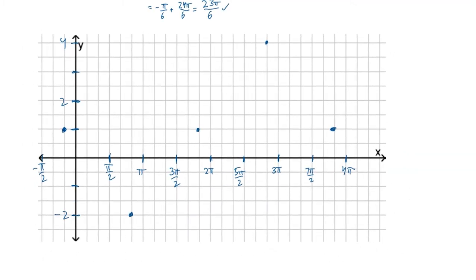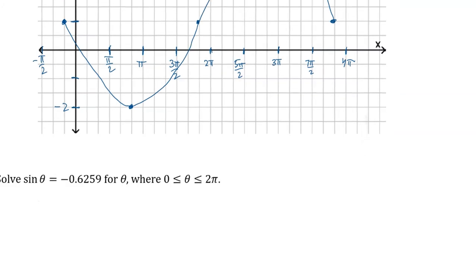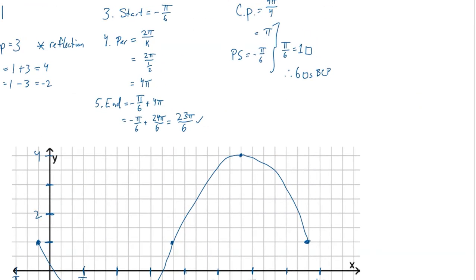Okay, and now we just try to draw a nice graph. Everybody good with that one? Oh, almost forgot. I remember this time. Range, intervals of increase and decrease. I'm not really sure whether there's space to put this, but I guess we'll do it over here. So range, that's just the min to the max.